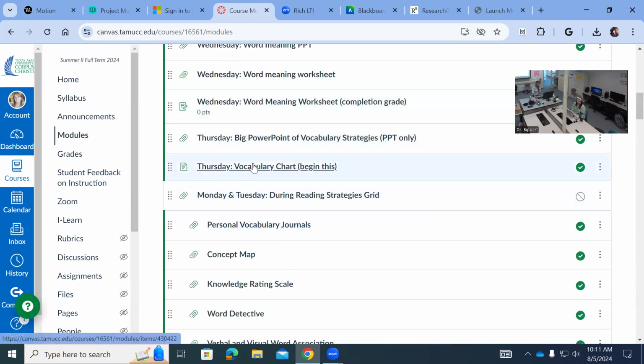Okay. So we're going to work on the vocabulary chart today. We're going to finish it tomorrow. But today we're going to get as much done as we can with the time we have. There is here in module 4, word meaning worksheets.